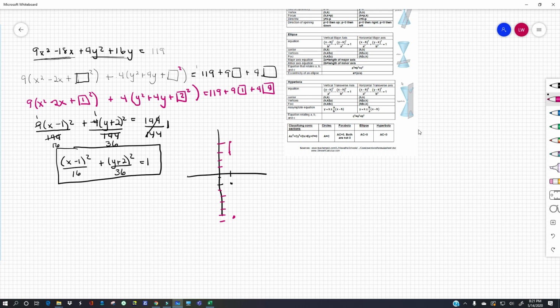All right, and so this would be my vertical axis, and then I could find my minor axis by writing this as 4 squared, right? And so I'd go 1, 2, 3, 4 from the center and plot a covertex, and 1, 2, 3, 4 and plot the other covertex, and you know, looks terrible, but anyway, you get the idea.